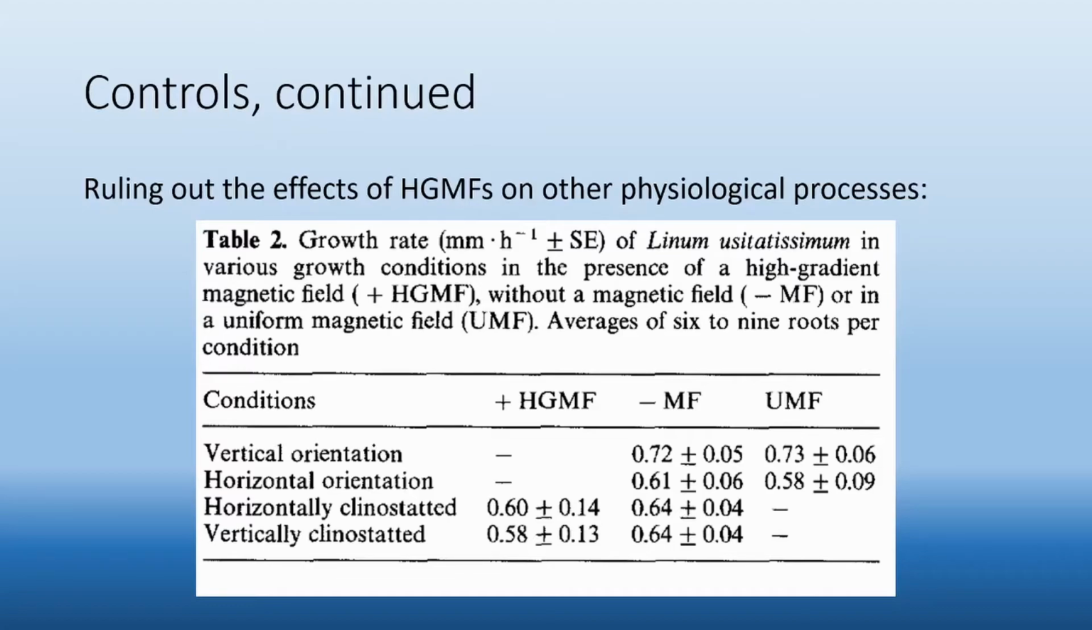The other thing they mentioned is that when a plant was horizontally or vertically clinostated, it actually decreased its rate of growth as well pretty significantly. So they say that these two effects interact, and that's why horizontally clinostated and vertically clinostated plants in the HGMF condition were the slowest to grow, because they have to cope with both having to curve in response to the HGMF and having this clinostating process where they're getting rotated.